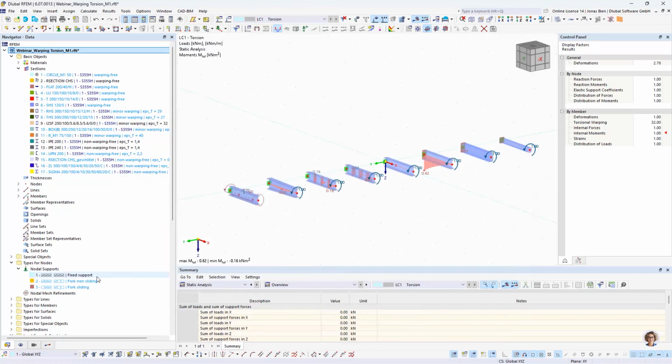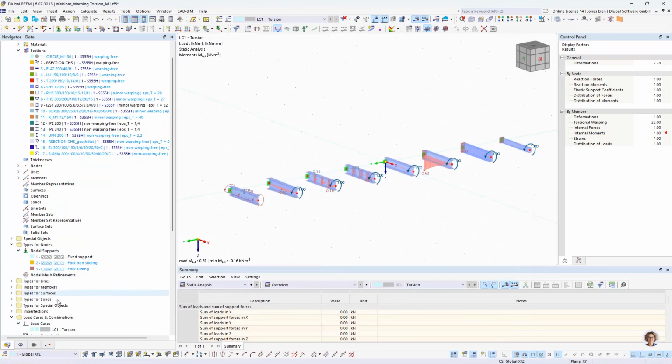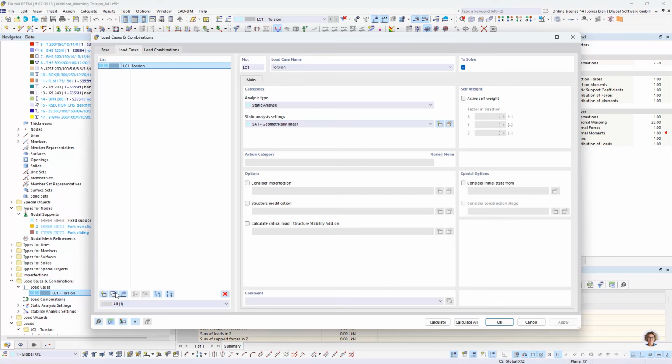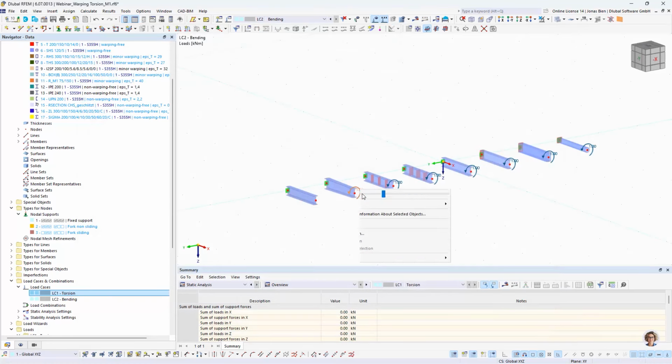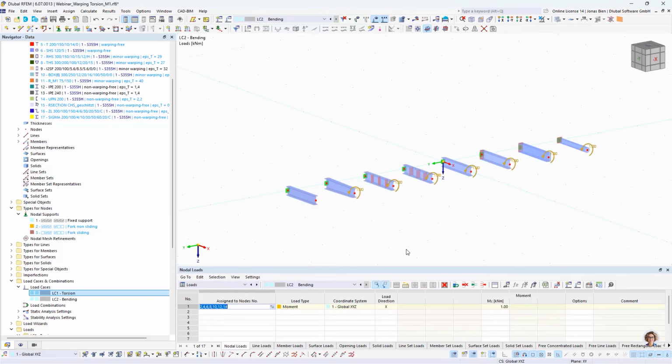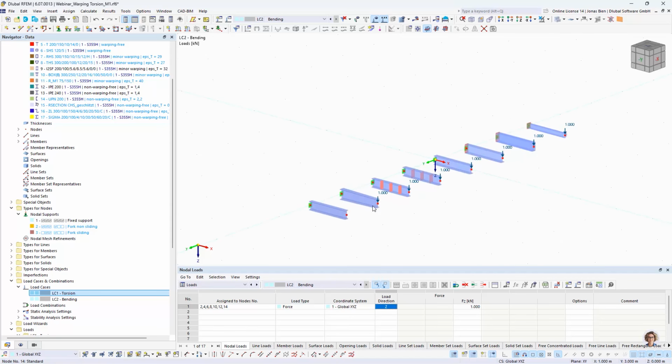We just activate it. Then we probably want to generate a second load case where we don't load the cantilevers in torsion, but in bending. And now instead of this concentrated moment at the end, we just apply a load of 1 kilonewton in Z direction at the member end, like this, which will give us a maximum bending moment at the fixed point of 1 kilonewton meter.